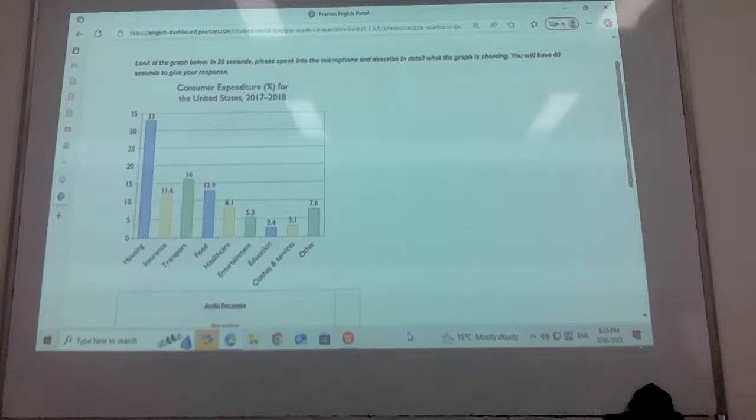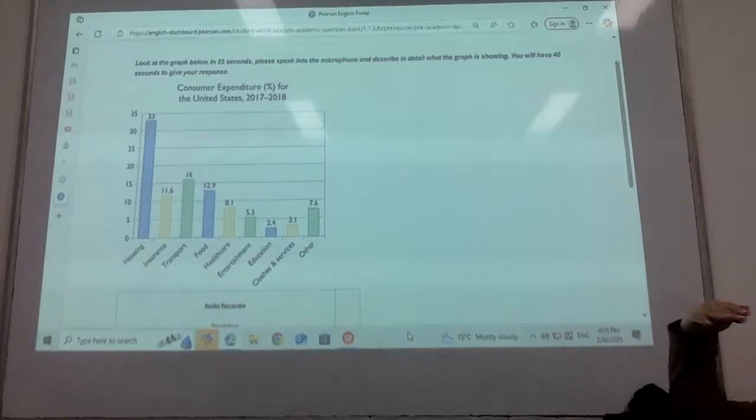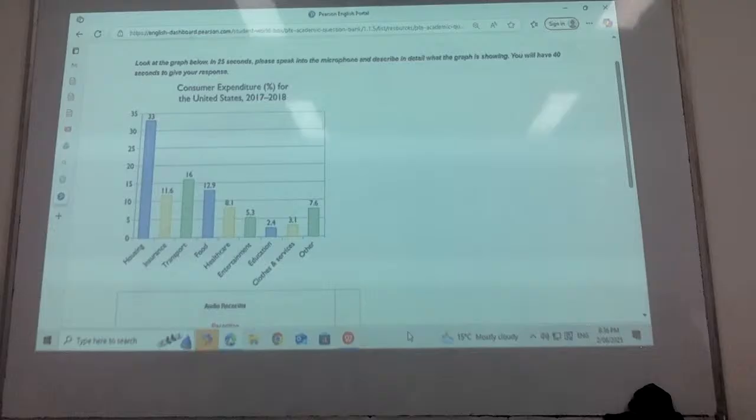Education, right? Education. And what's the second lowest? The second lowest is clothes and services. Correct? Clothes and services. Yes, absolutely. And that's it. Done.